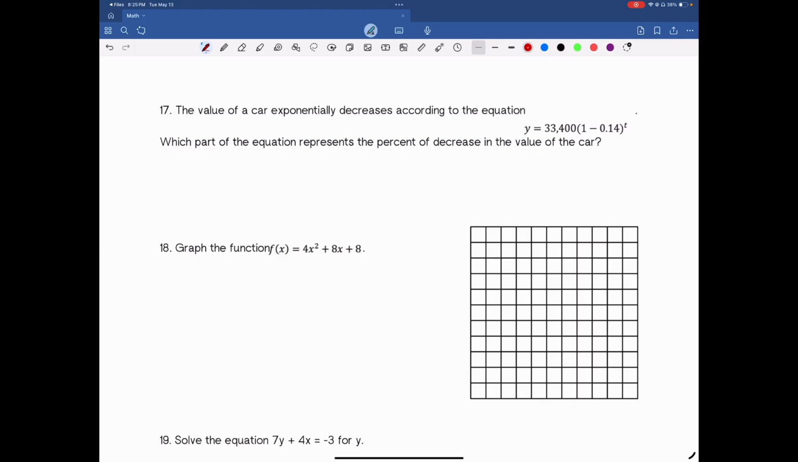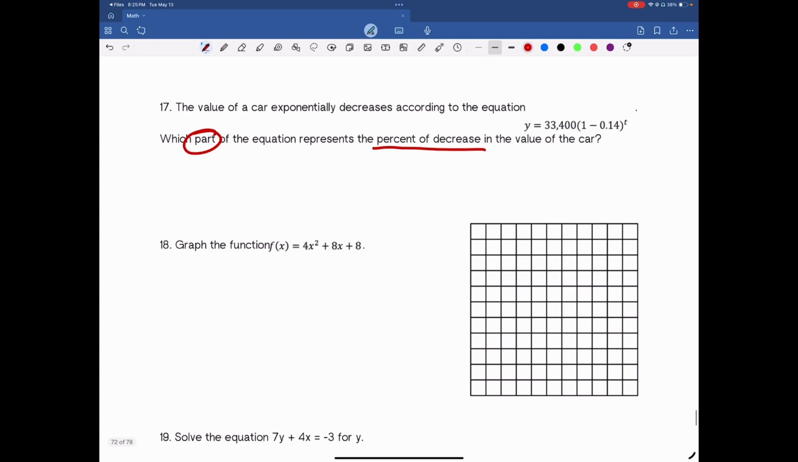So for 17, the value of a car exponentially decreases according to the equation. Which part of the equation, so we're just looking for one part, represents the percent of decrease in the value of the car? If we look at our equation here, y equals 33,400 times 1 minus 0.14 to the power of t. Our percent decrease is going to be that 0.14 is the part we're looking at, which is going to be 14%.